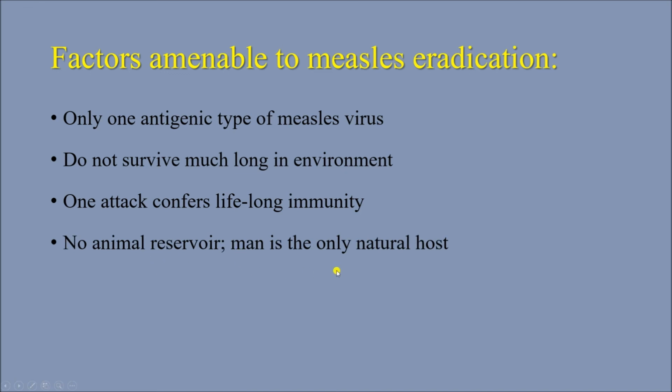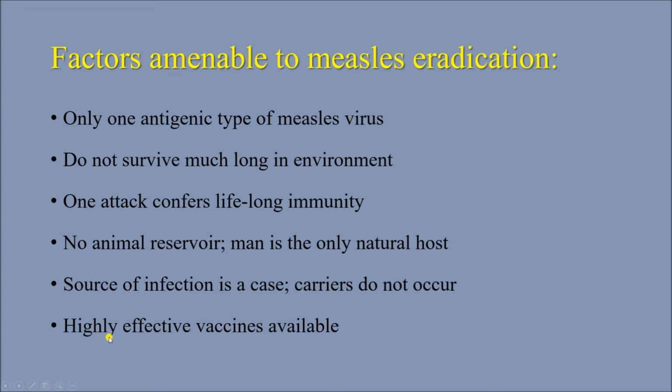There is no animal reservoir and man is the only natural host. This virus is not present in the animal population. Also, animals are not affected. Measles is not known to occur among animals. Source of infection is a case, most of the time the clinical cases, and there is no carrier in measles. And also highly effective vaccines are available. So the vaccines we give under the National Immunization Schedule have very high protection. Considering all these points, maybe in future we will be able to eliminate measles in different parts of the world and maybe finally eradicate measles from the whole world.